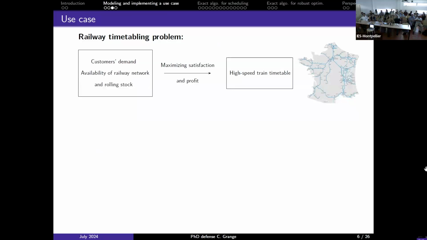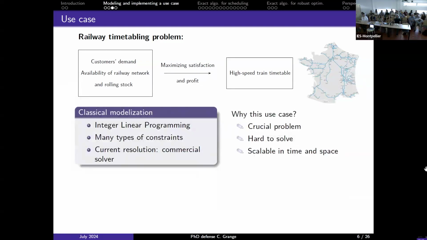that I will present to you just now. This problem takes as input the customers' demand and the availability of the railway network and the rolling stock. With that, we want to maximize the satisfaction of the customers, and we also want to maximize the profit of selling tickets to customers. So it leads to a timetable, a high-speed train timetable.